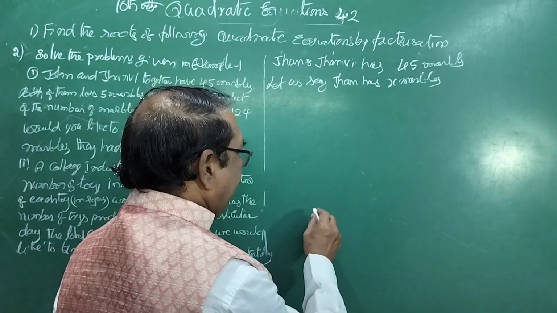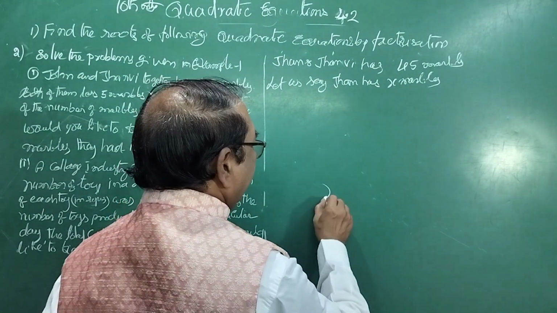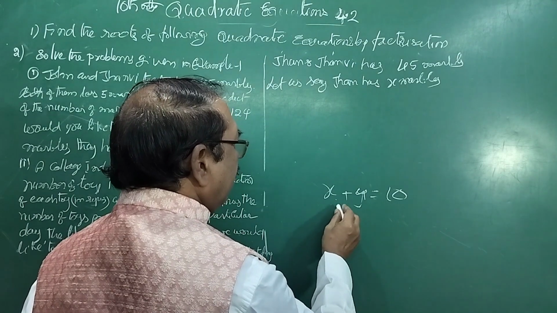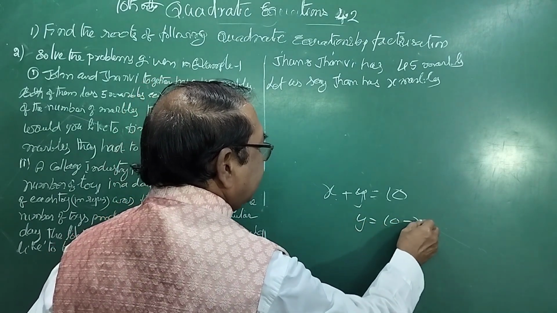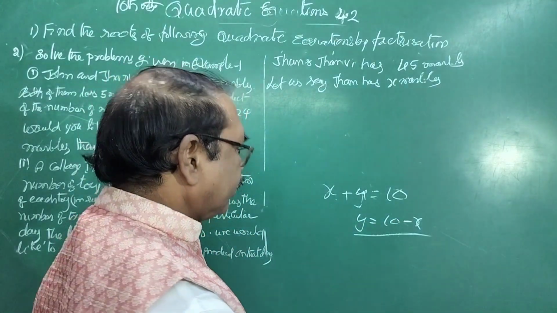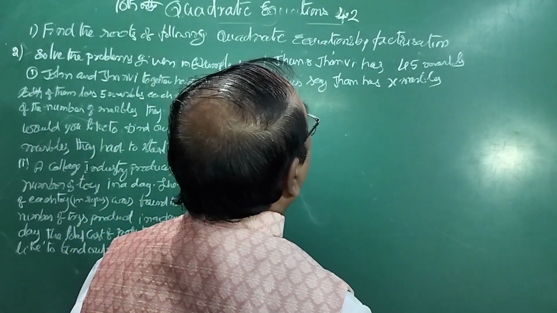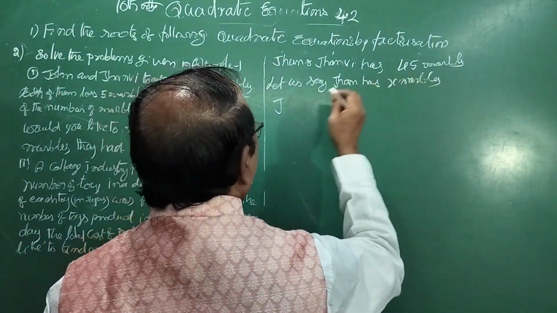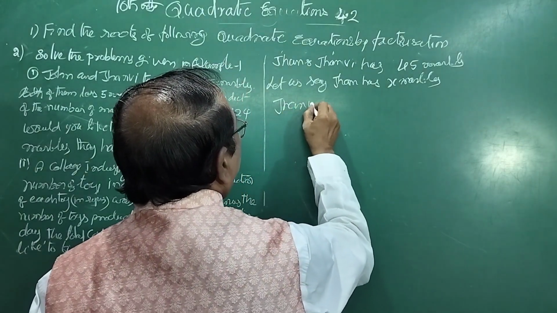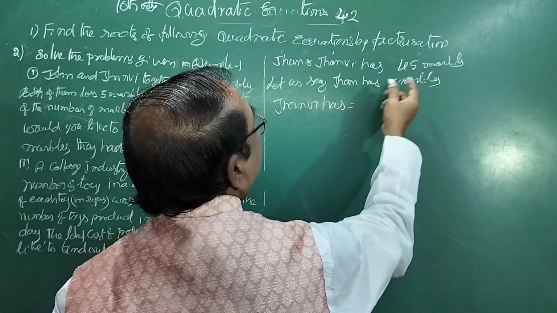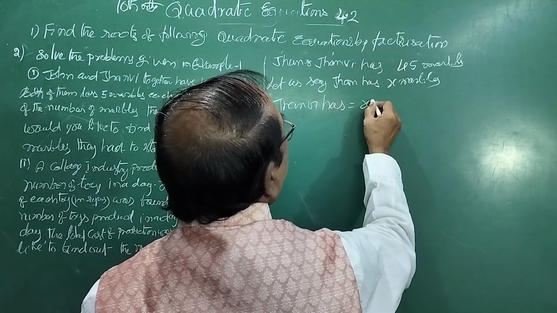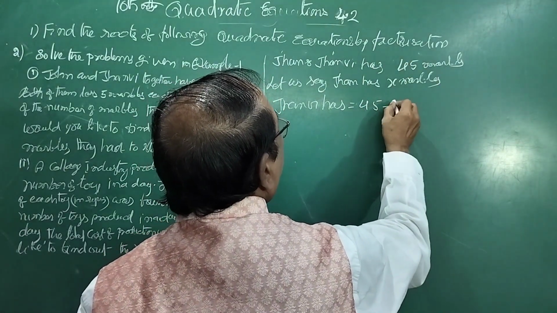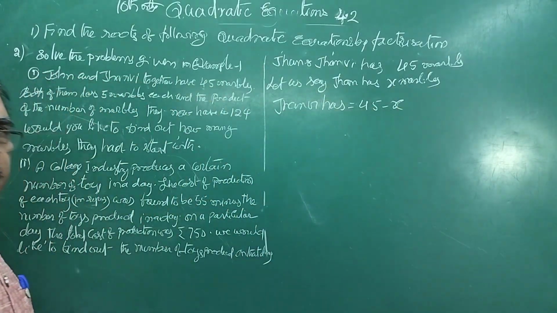Suppose x plus y is equal to 45 marbles. Then y, how many? 45 minus x is what Janvi has. Isn't it? Like that. John and Janvi have 45 marbles, but John has x marbles, and Janvi has 45 minus x.